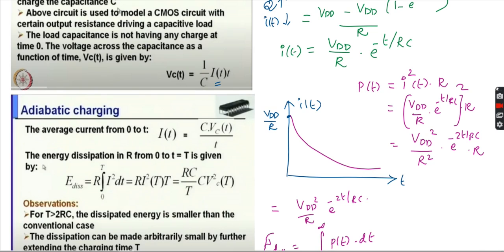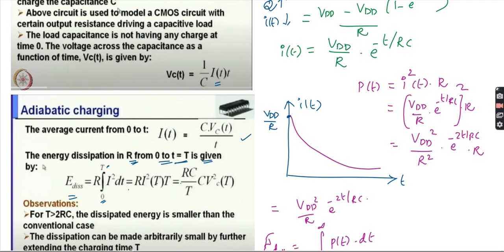So now let us go for the adiabatic charging here. In the adiabatic charging, we found the averaging current from 0 to T. Then the energy dissipation in resistance R from 0 to T is given by R into the integral from 0 to T of I square dt, which is equal to R into I square of t, where the small t is equal to capital T. That is what we have taken.